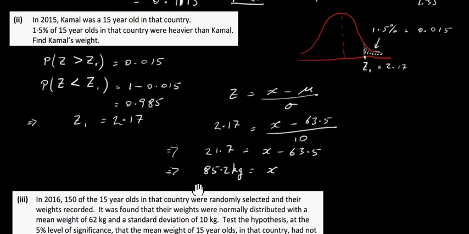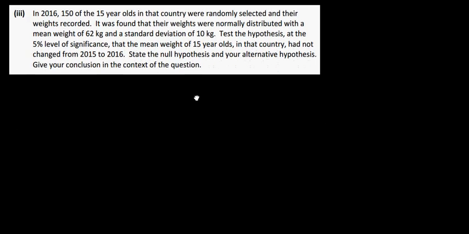Okay, so let's do the next part of the question, which is part 3 here. This is a hypothesis test type question. So let's have a look. In 2016, 150 of the 15-year-olds in that country were randomly selected and their weights recorded. It was found that their weights were normally distributed with a mean weight of 62 kilograms and a standard deviation of 10 kilograms. So just to write that bit of information down, we know that our sample size was 150.